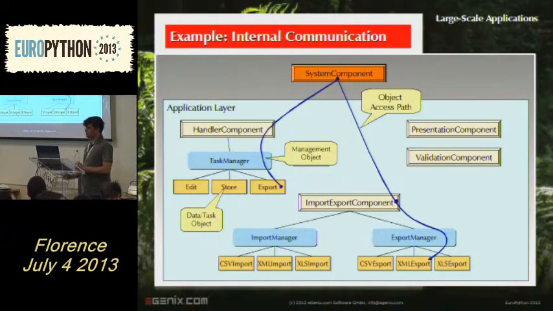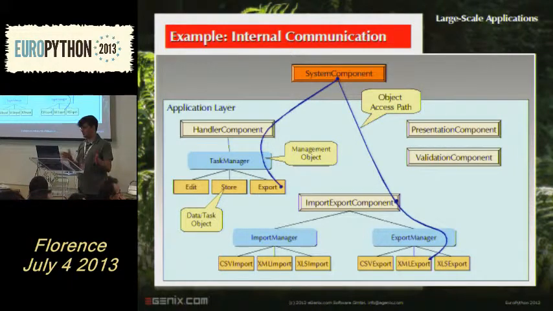So how does the internal communication work if you have a design like that? Well, it's actually quite simple. Like I said, you have the system object, which hooks up everything else. So say you get some kind of web request. For example, you want to do an export. So what happens is the system goes to the handler component. The handler component is responsible for dealing with all the incoming requests. It sees that there's a task to be done, so it goes to the task manager.